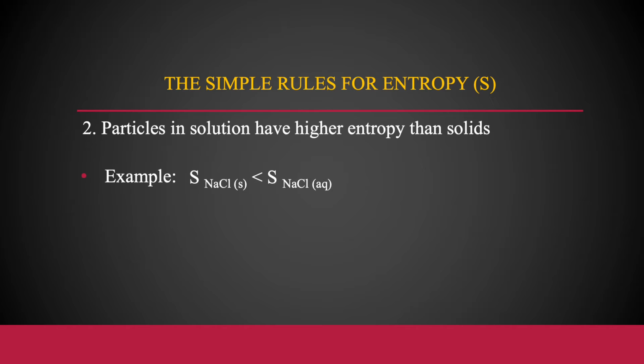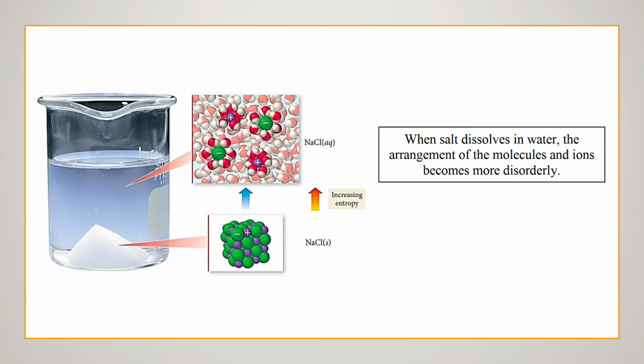The second rule of entropy states that particles in a solution have a higher entropy than solids. For example, when it comes to sodium chloride, its aqueous solution has a higher entropy value than the solid form. And here is another example of the second rule of entropy. When we put salt in a water solution, the disorderedness of the arrangement of the molecules and the ions will increase, making the salt dissolve in the water.